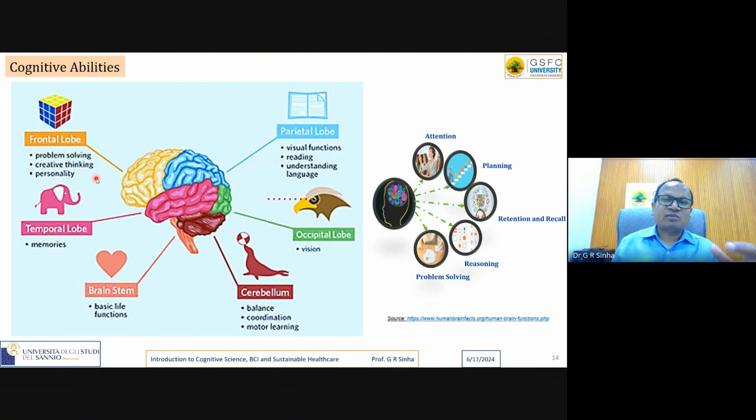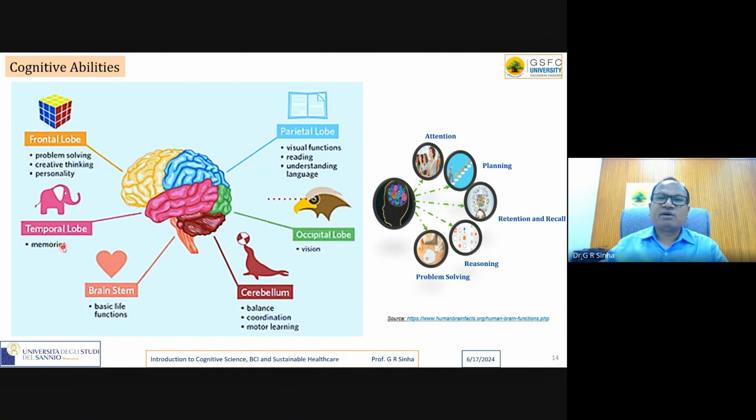Let us understand, we are talking about cognitive science. It's not that we are giving more time to BCI. The cognitive science concept is everywhere. When you are saying problem solving, what is this? You are using some part of your brain. You are using some cognitive science concept. It may be a psychological or AI approach, or it may be a neuroscience approach, your nervous system approach. You are using some part of your brain for demonstrating these abilities: problem solving, creative thinking, personality related.